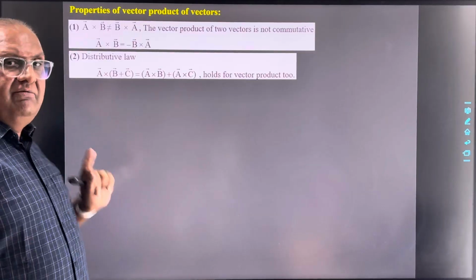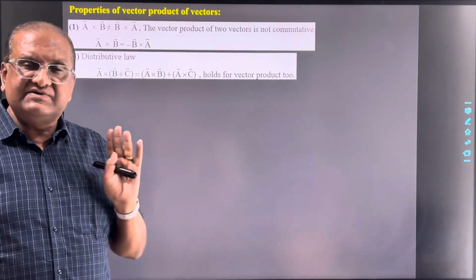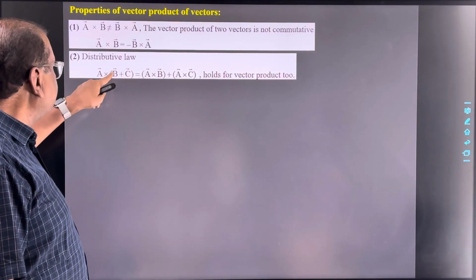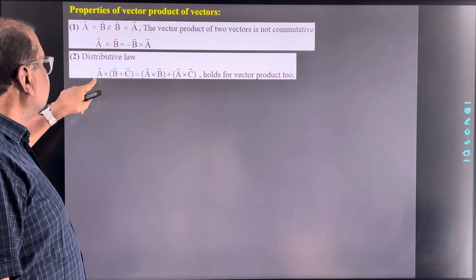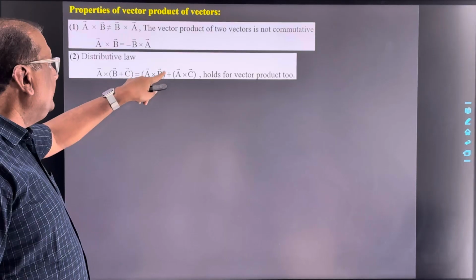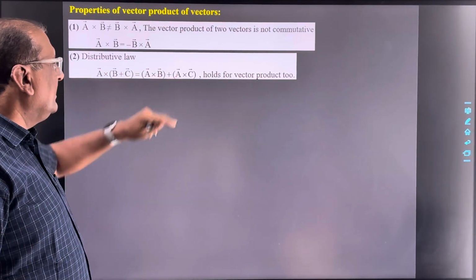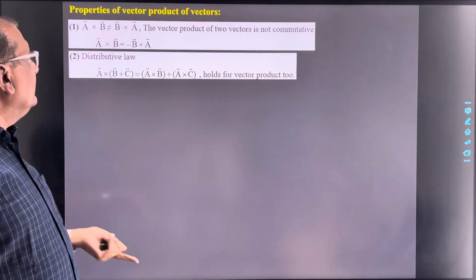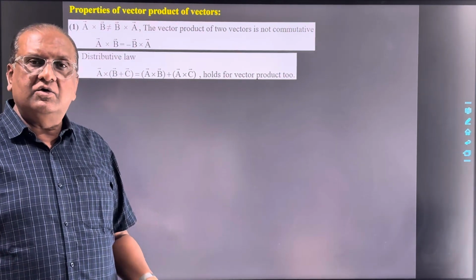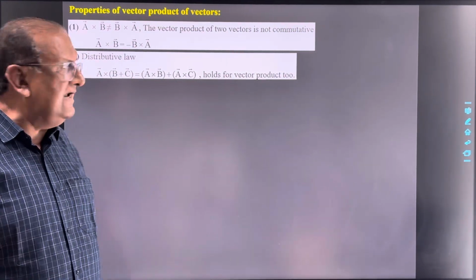Then the distributive law, that as it is we can represent. Suppose we want vector A cross vector B plus C, then simply we can write first vector A cross vector B, then plus vector A cross vector C. So we can say the distributive law holds for the vector product of two vectors, right?